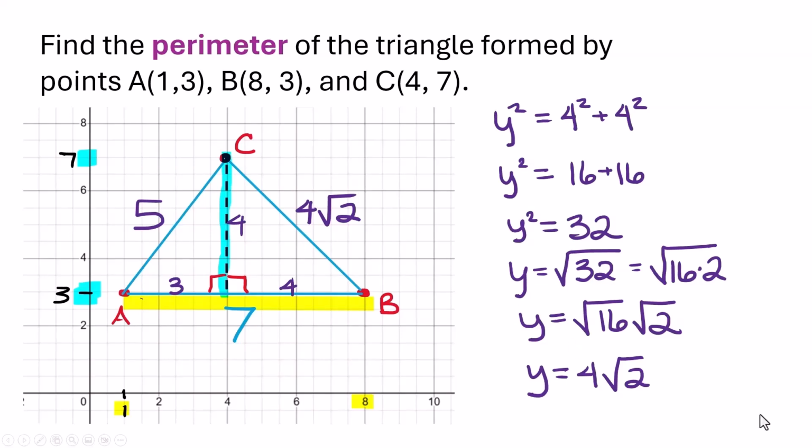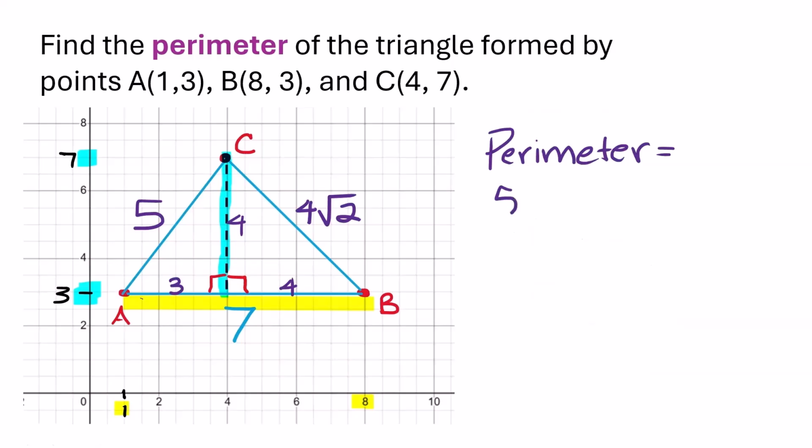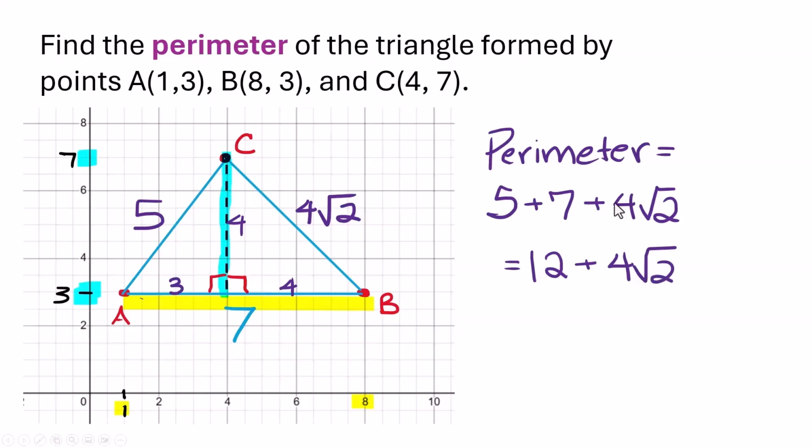All right, now to get the actual perimeter, we have to add up all 3 sides. So 5 plus 7 plus 4 times the square root of 2. We can add the 5 and the 7 together because those are integers. But this 4 is being multiplied times the square root of 2. You can't add that with the 12. I could factor this a little bit, but for right now, this is good enough. That's the answer. That is the perimeter.